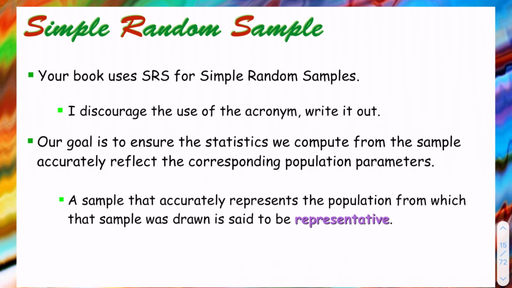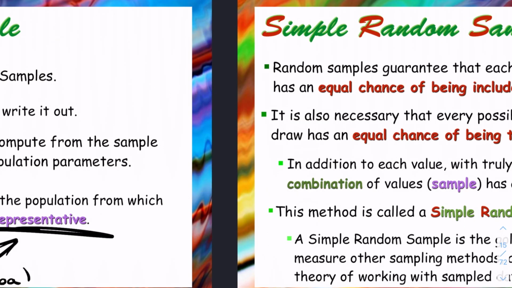So the best way to go about randomly sampling is a simple random sample. I mean, it makes sense. Your book uses SRS for simple random samples. I personally discourage the use of the acronym. I want you to write it out because it gives it meaning when you write things out clearly. Our goal is to ensure that statistics we compute from a sample accurately reflect the corresponding population parameters. A sample that accurately represents the population from which the sample was drawn is said to be representative. That is our goal in everything we do, to be representative.